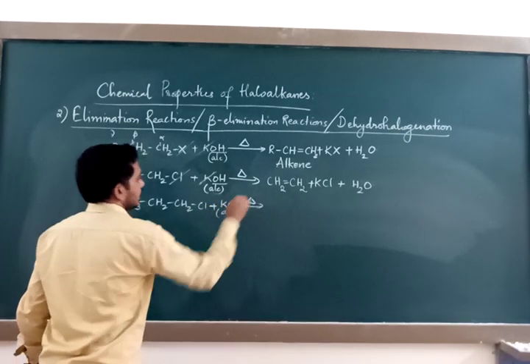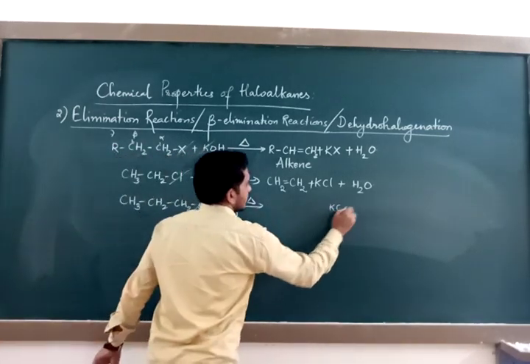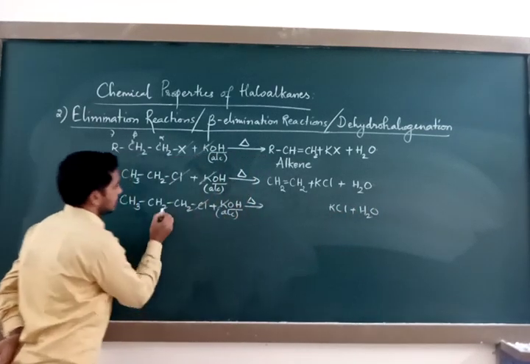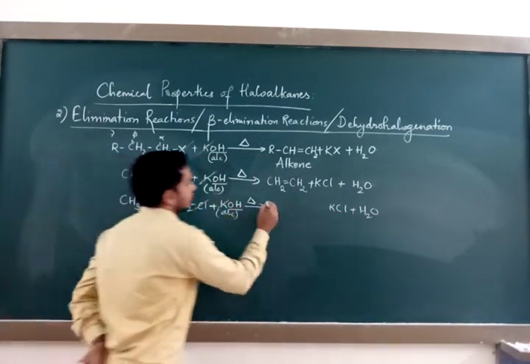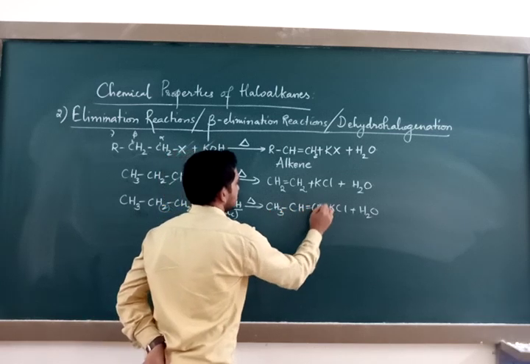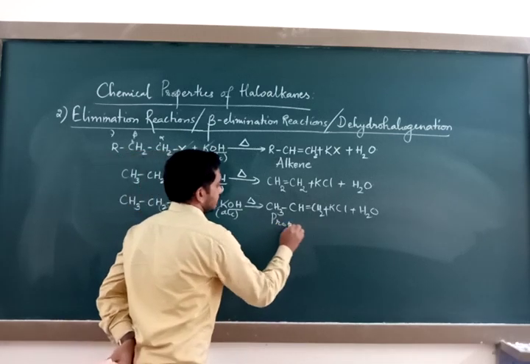If the reaction is CH3CH2CH2Cl plus alcoholic KOH, then what should be the product? Same, KCl is gone, water is gone. How is water gone? This OH and H from here. So the product will be CH3, single bond CH, double bond CH2. It is propene.